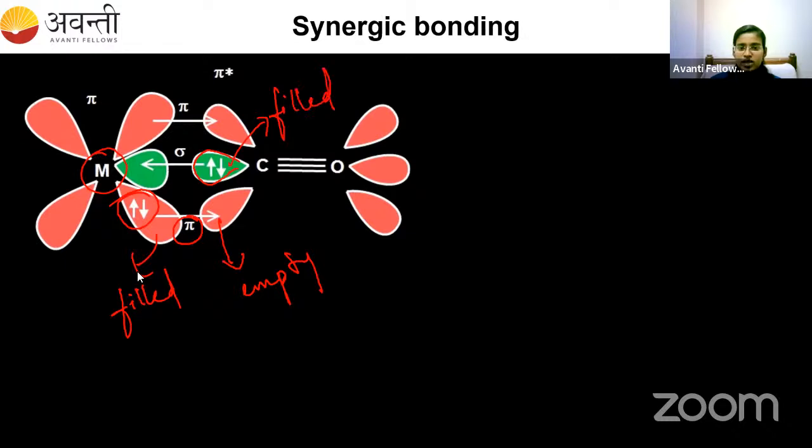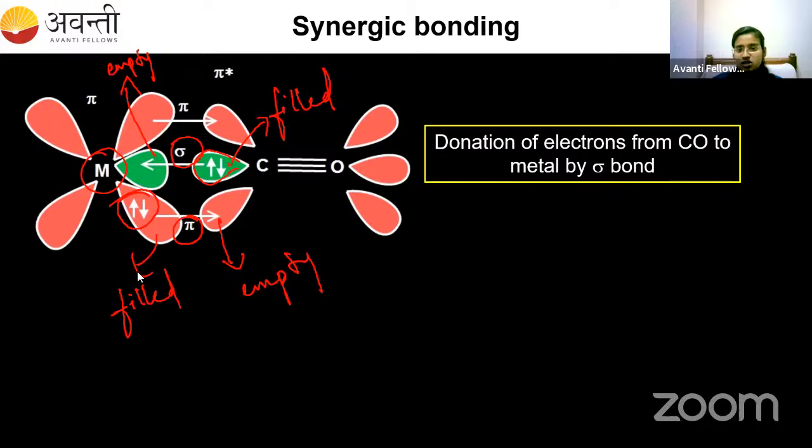And the metal also has some other orbitals which are empty. Now the filled orbital of the ligand will donate electrons to the empty orbital of the metal in a head-on manner, leading to the formation of a sigma bond. Head-on overlapping means it is a sigma bond, right? So this is the donation of electrons from the carbonyl ligand to the metal by sigma bond. This green color shows the donation of electrons for the formation of the sigma bond.